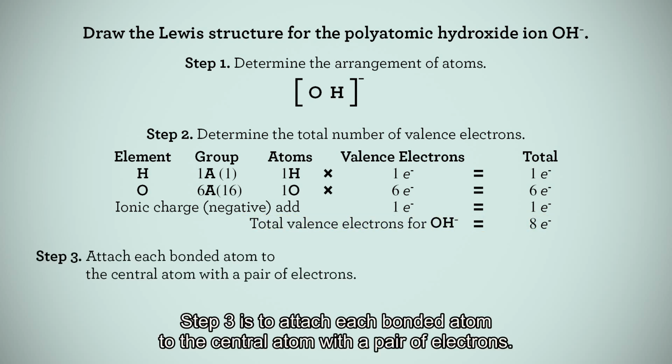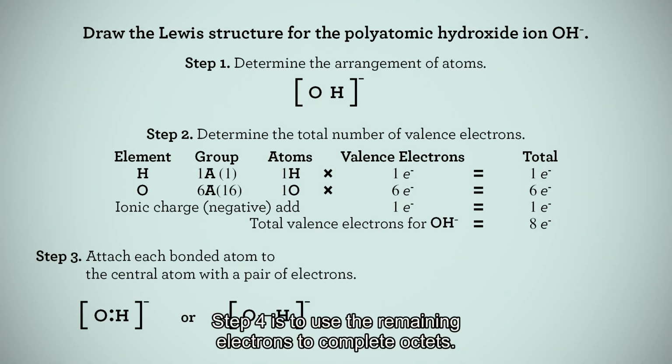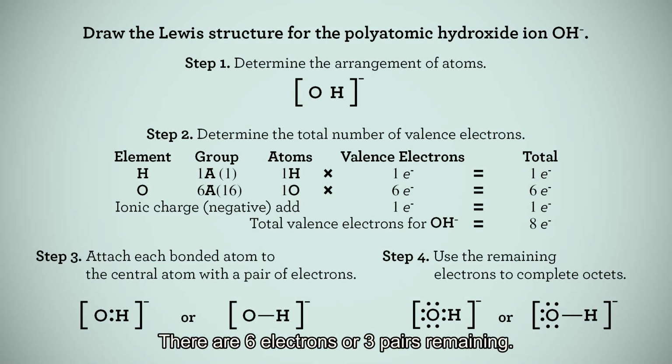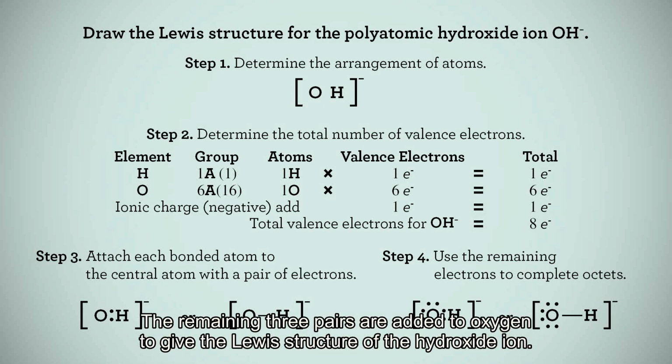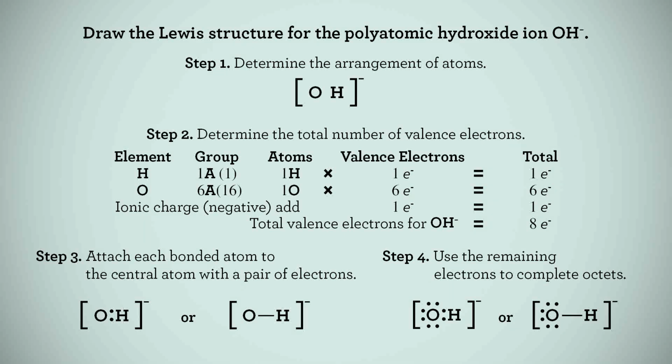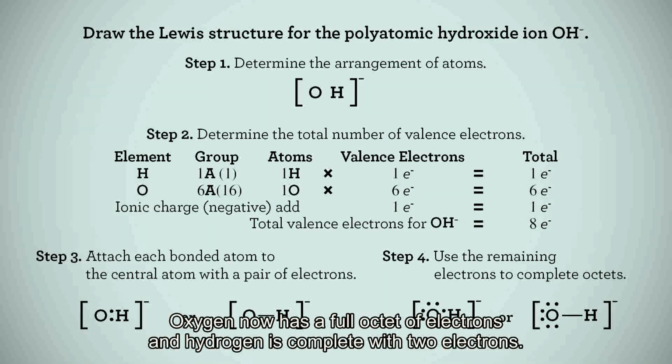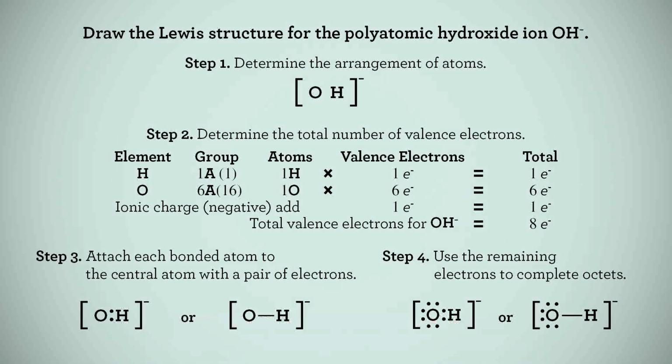Step 3 is to attach each bonded atom to the central atom with a pair of electrons. Step 4 is to use the remaining electrons to complete octets. There are 6 electrons, or 3 pairs, remaining. The remaining 3 pairs are added to oxygen to give the Lewis structure of the hydroxide ion. Oxygen now has a full octet of electrons, and hydrogen is complete with 2 electrons.